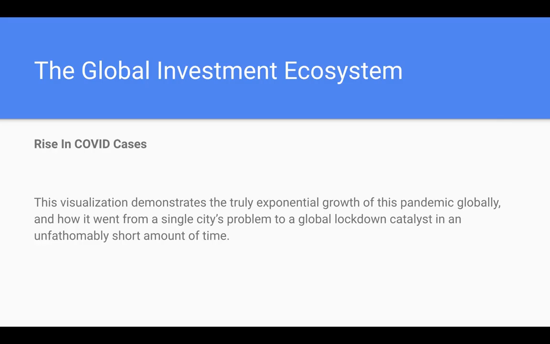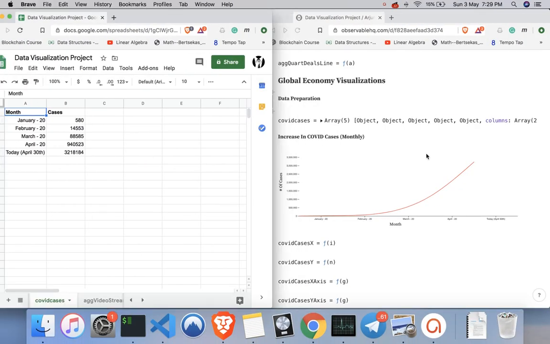Now coming to the global investment ecosystem, we first start by just capturing how the rise in Corona has come over the last few months. So looking at this graph, we can truly see the exponential growth rate of this pandemic. We can see how in January of 2020, it went from a single town's problem all the way up to April, which is current times, it went to a global lockdown catalyst. And we can see how fast this has been happening.